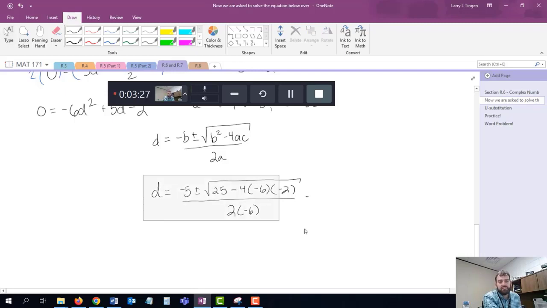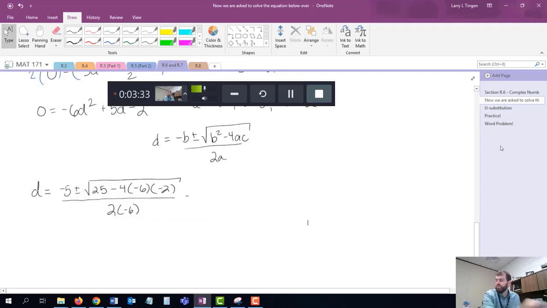I'm just going to see if it'll let me grab and scoot so I can give myself a little bit more space on the right. So I'm just going to continue with that form, negative 5 plus or minus the square root of 25. Now this is minus, and let's see, what are we subtracting? 4 times negative 6 is negative 24. Negative 24 times negative 2 is positive 48, so that is 25 minus 48 over negative 12.